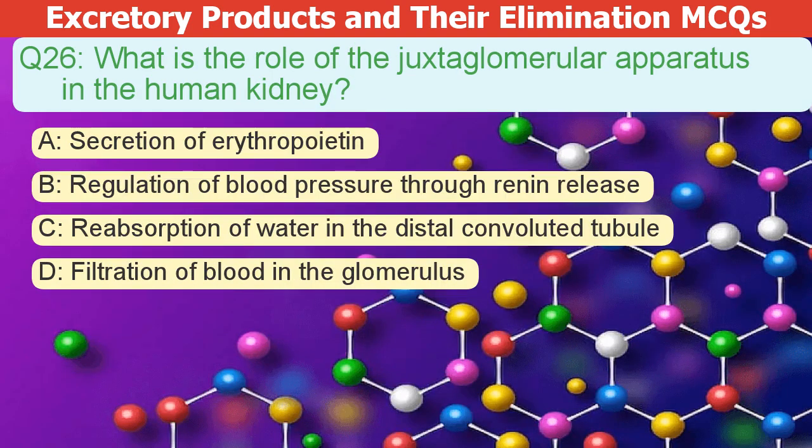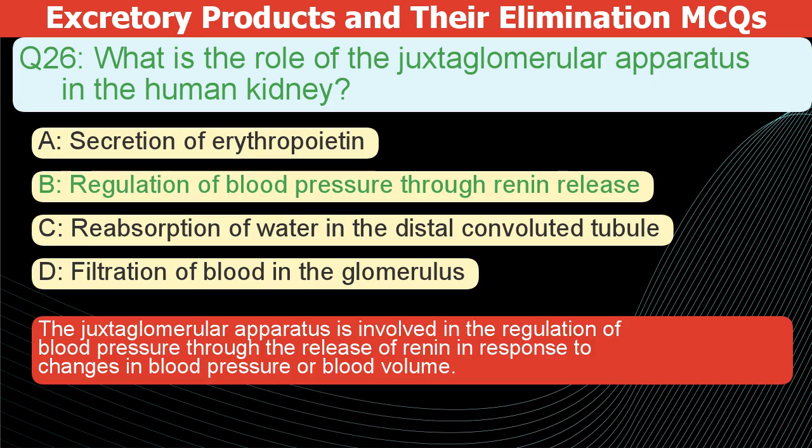What is the role of the juxtaglomerular apparatus in the human kidney? A. Secretion of erythropoietin. B. Regulation of blood pressure through renin release. C. Reabsorption of water in the distal convoluted tubule. D. Filtration of blood in the glomerulus. The correct answer is B. The juxtaglomerular apparatus regulates blood pressure. It does this by releasing renin. Renin release is triggered by changes in blood pressure or blood volume.